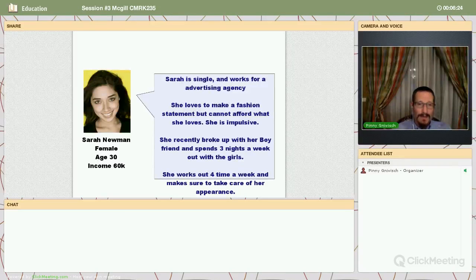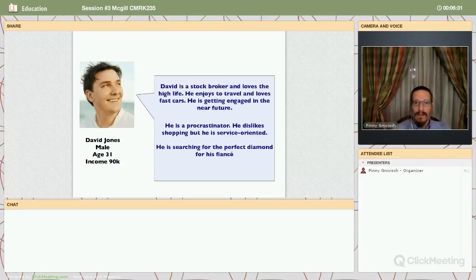So when we think about that, there are many motivations and many different aspects that can affect how we market to that specific person. And then we had a secondary persona that we came up with. His name was David. He was a stockbroker. He loved the high life. He enjoyed travel. He's getting engaged, and he is a procrastinator, like most men. He dislikes shopping, but he's very service oriented. He likes when he gets serviced.